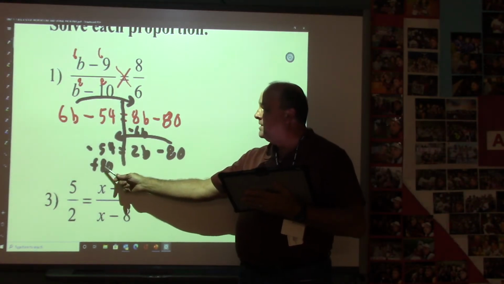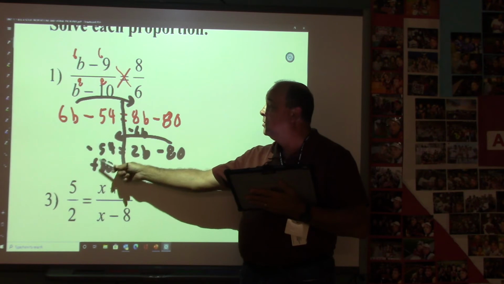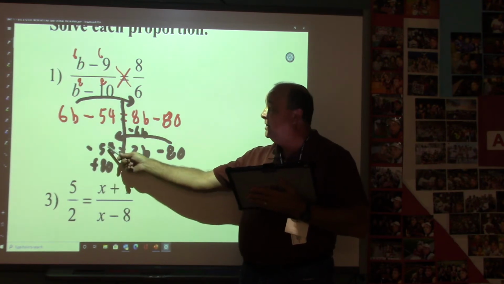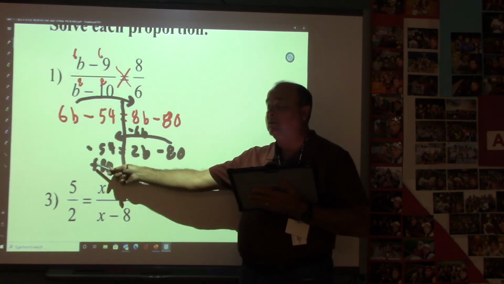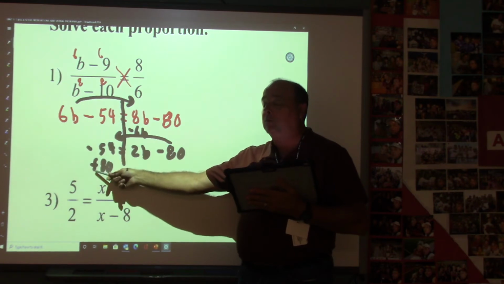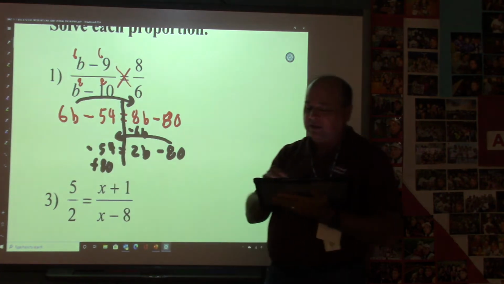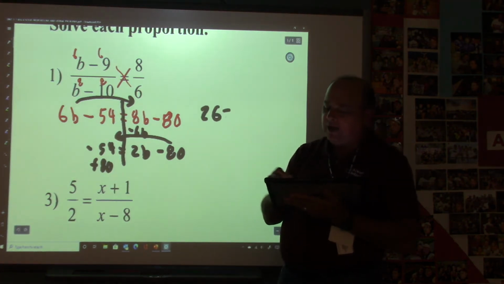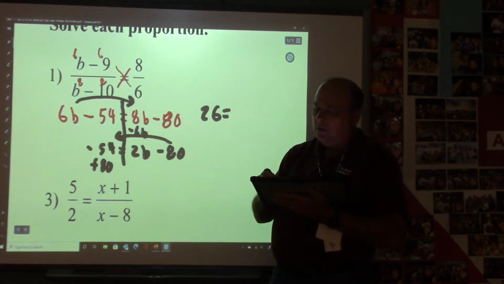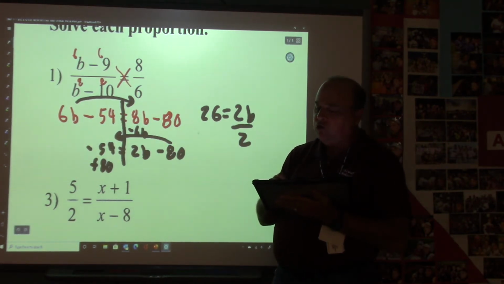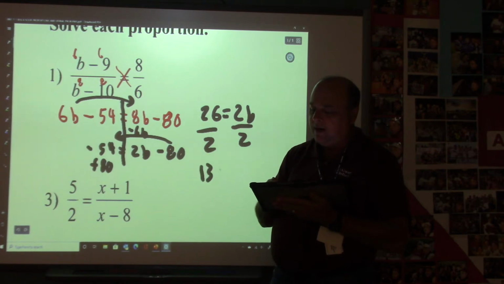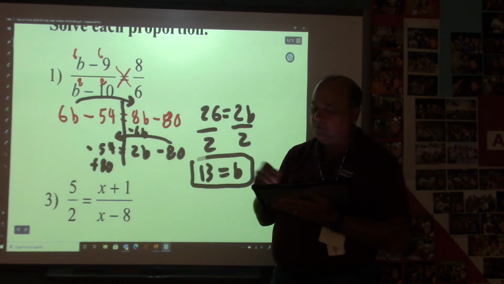Negative 54 plus 80. 80 is larger than 54, so I got more 80s than 54s, more positives than negatives. It's going to be positive, and I won't add, I'll subtract. And this is going to end up being 26. So I'm going to get 26 equals 2B. Now then divide by 2, divide by the coefficient, and my answer is going to be 13 equals B.